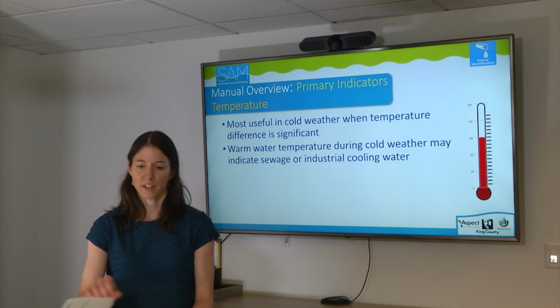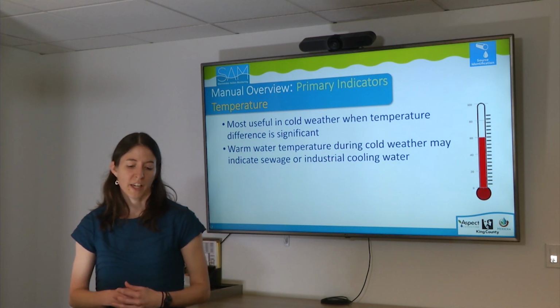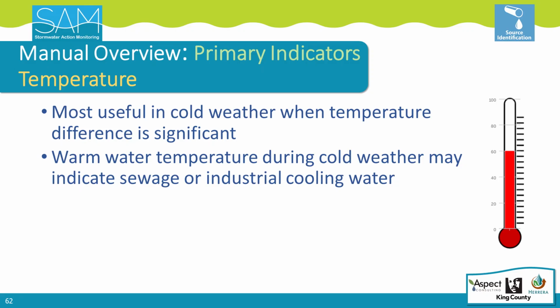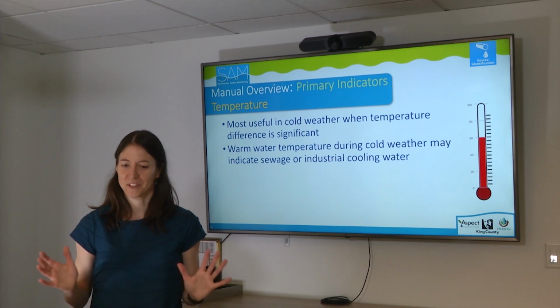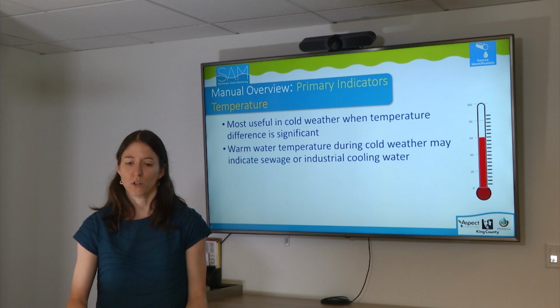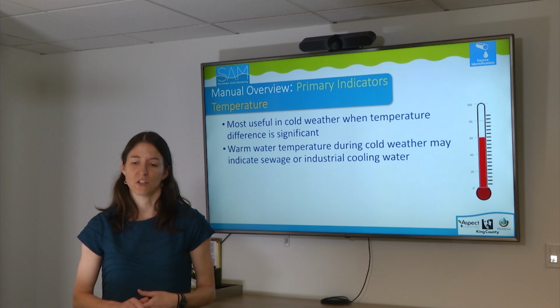Temperature is our next indicator. This is on page 85 in the manual or page 95 in the PDF version. This is one that's most useful in cold weather when the temperature difference is significant. This is one that we found working with some Eastern Washington permittees. It actually came up as something that worked well in Eastern Washington on those really cold winter days. You could see that warm water coming out of your storm system, and something's going on there. So that warm water temperature during cold weather may indicate sewage or industrial cooling water, and then you can follow up and investigate that.